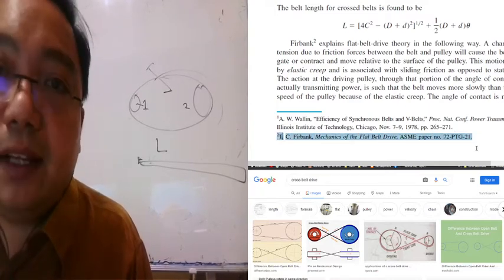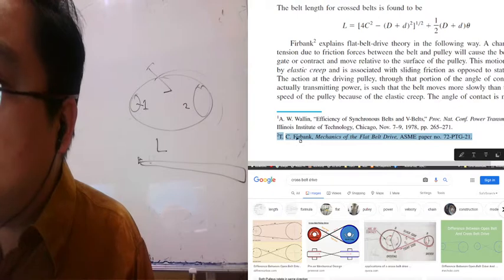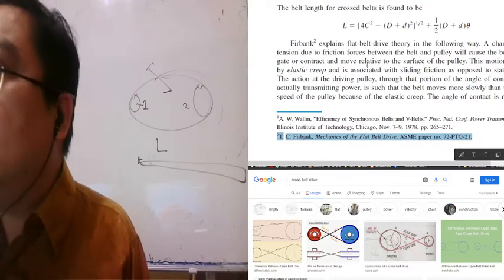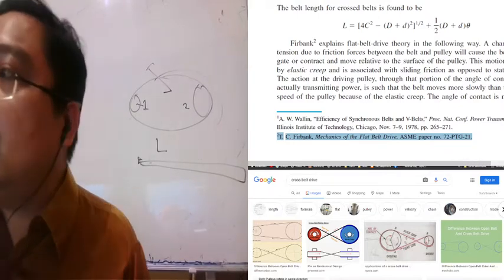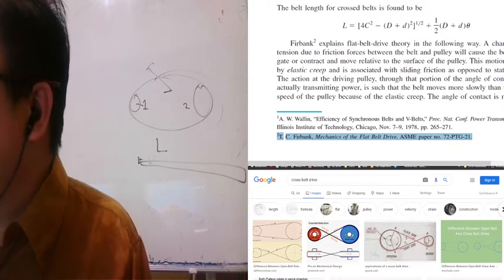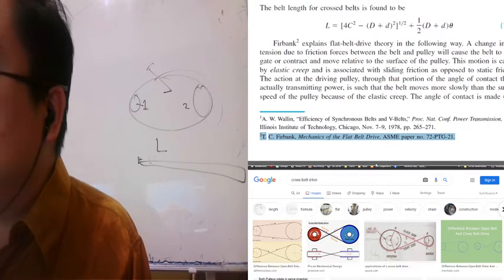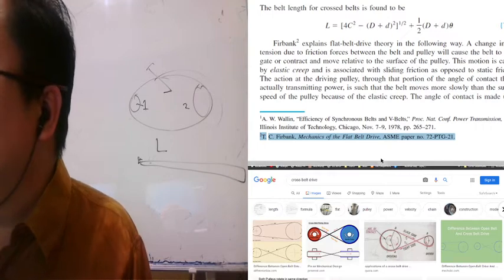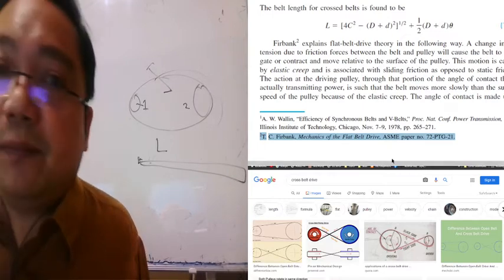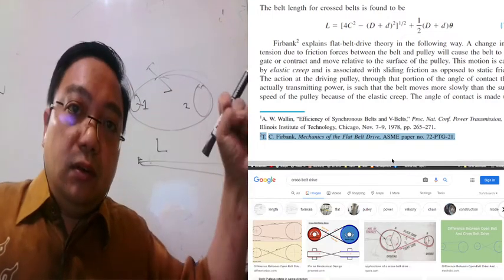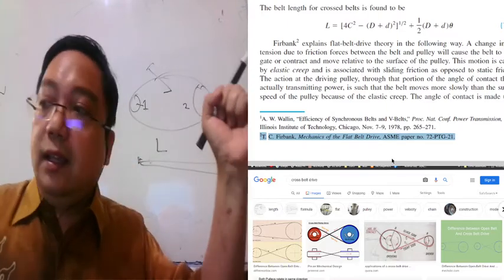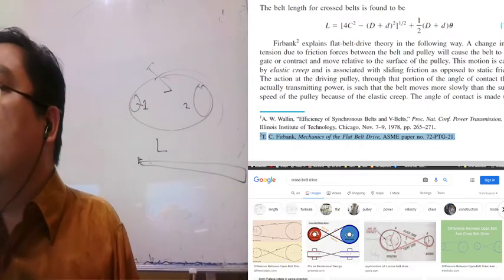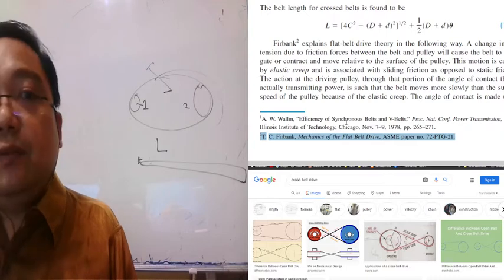You can find the paper from Mr. Fairbank. He explained the flat belt theory in the following way: a change in tension due to friction force between the belt and pulley will cause the belt to elongate or contract, and move relative to the surface of the pulley.